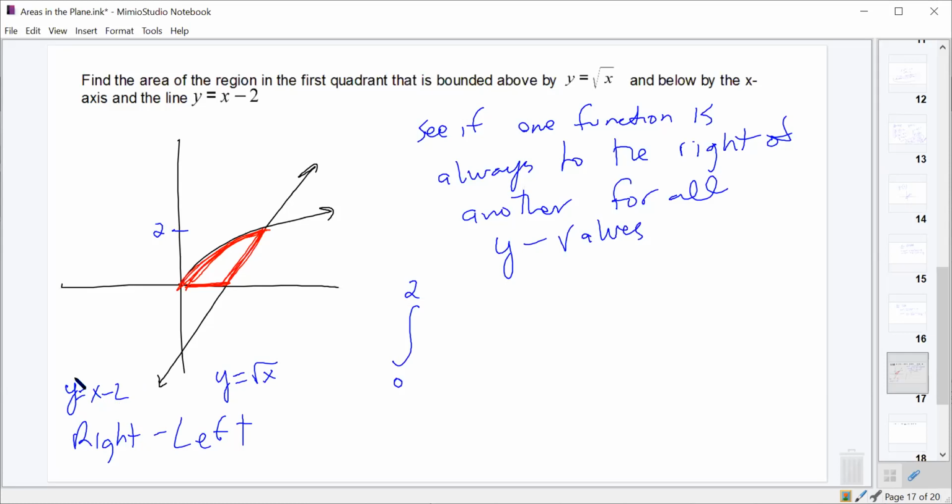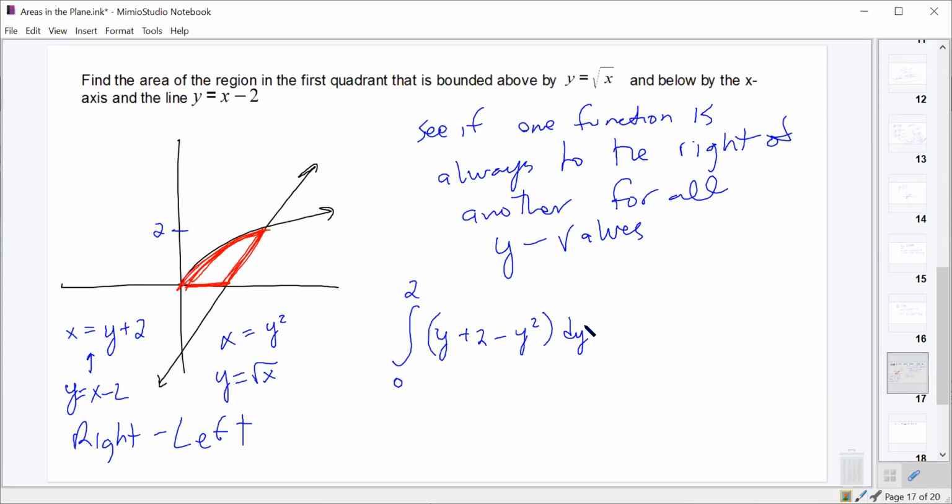What is y equals x minus 2 in terms of y? X would be y plus 2, right? And what about this one? This would be x is equal to y squared. Agreed? Yeah. So we could do this as the integral from 0 to 2 of y plus 2 minus y squared dy. Any questions on that setup there?